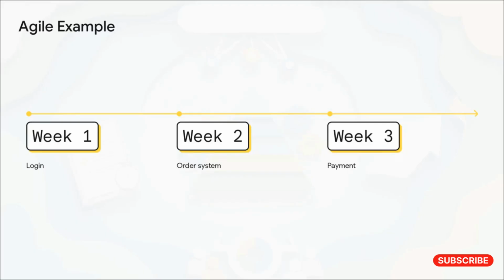Let's ground this with a concrete example, shall we? Imagine we're building a brand new food delivery app using Agile. Instead of just staring at this massive, overwhelming mountain of features and panicking about where to even start, the process breaks the whole thing down into digestible, chronological chunks. Week 1, that is purely the login feature. Week 2, we tackle the order system. Week 3, payment integration. By isolating these targets, a totally impossible-looking project becomes entirely manageable.